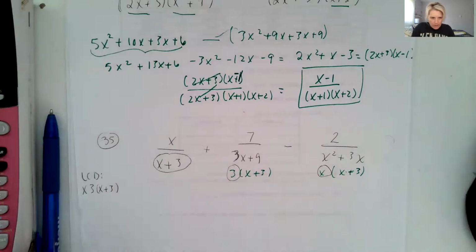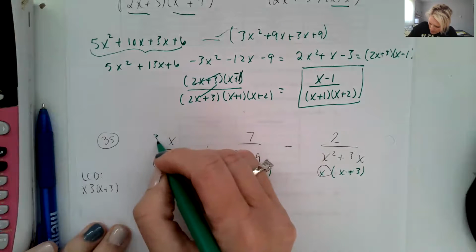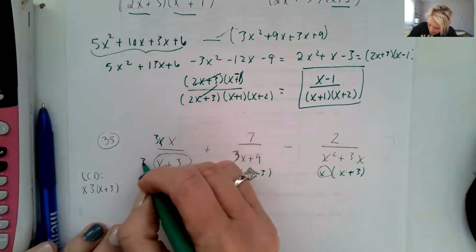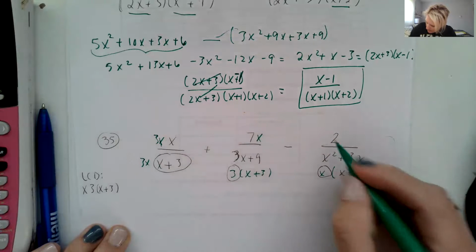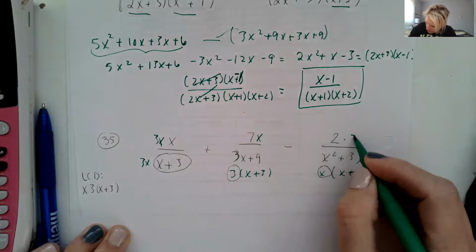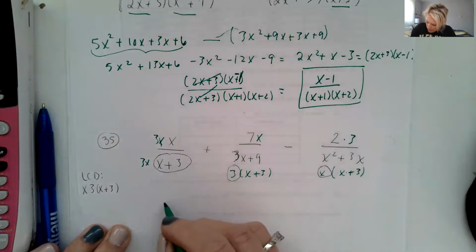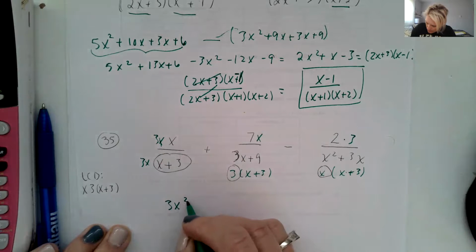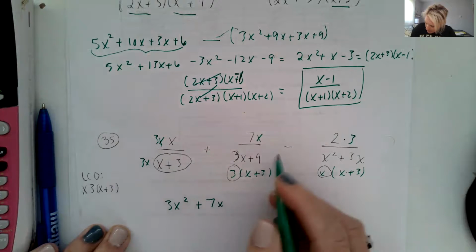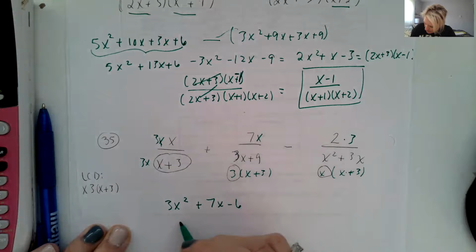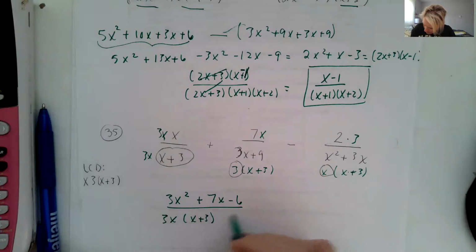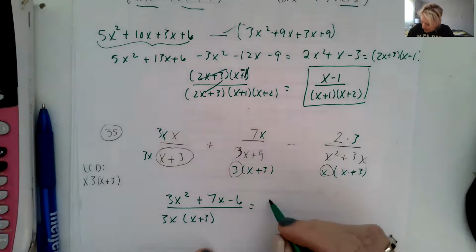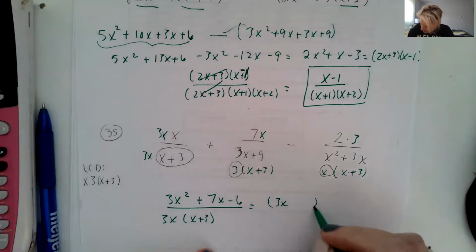So this first fraction is missing a 3x. The second fraction is just missing an x, and the third fraction is just missing a 3. So we have 3x times x, or 3x squared, plus 7x in the middle minus 6 all over our 3 times x plus 3. Then we can factor this, hopefully.